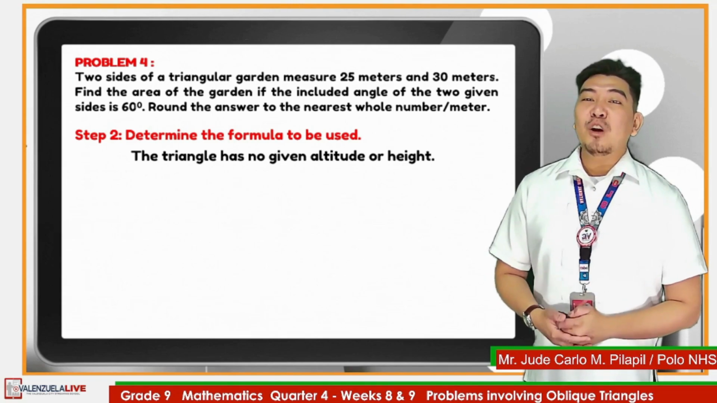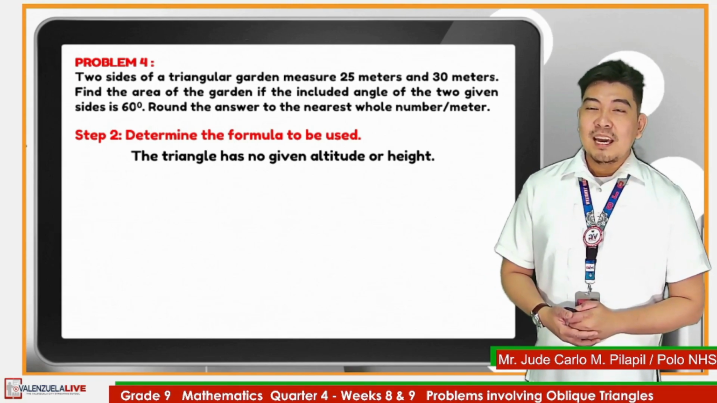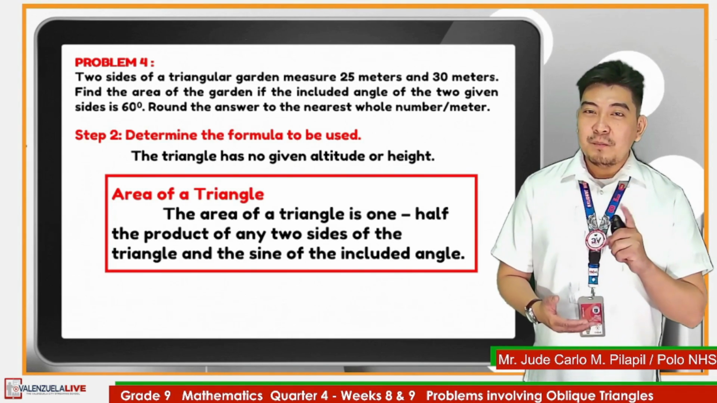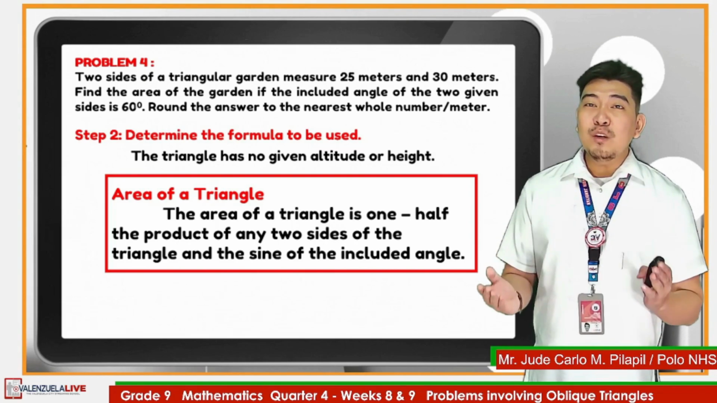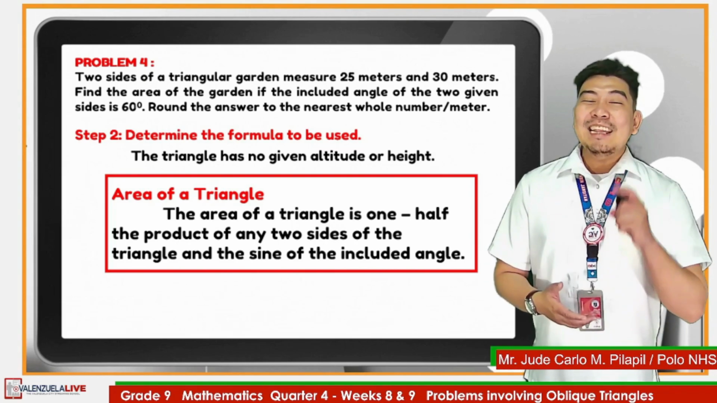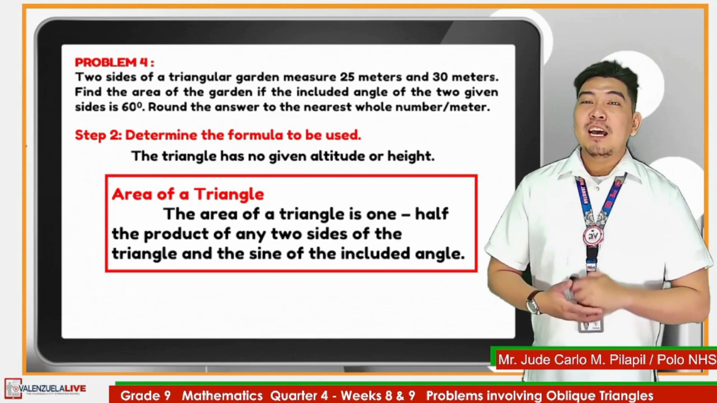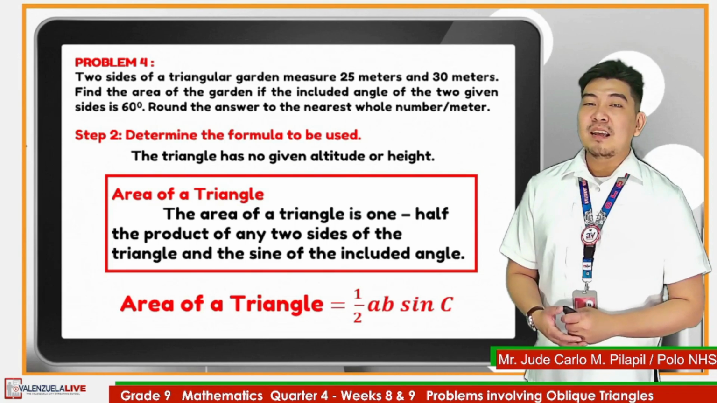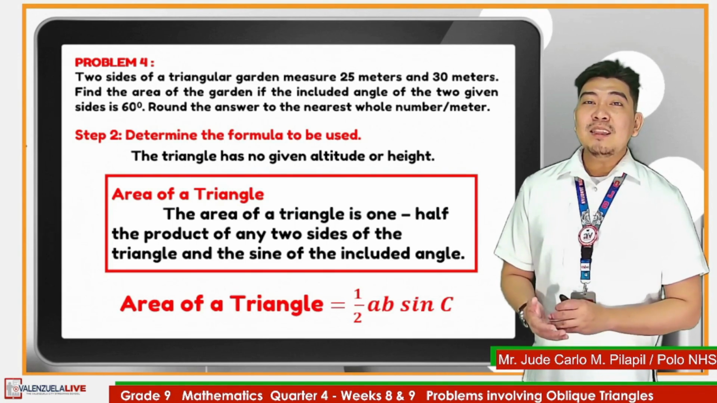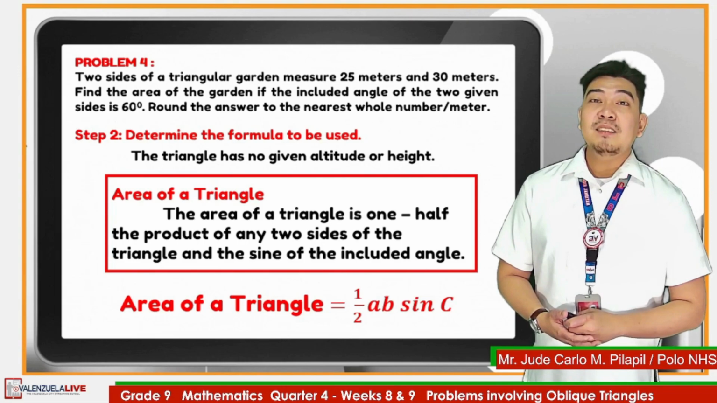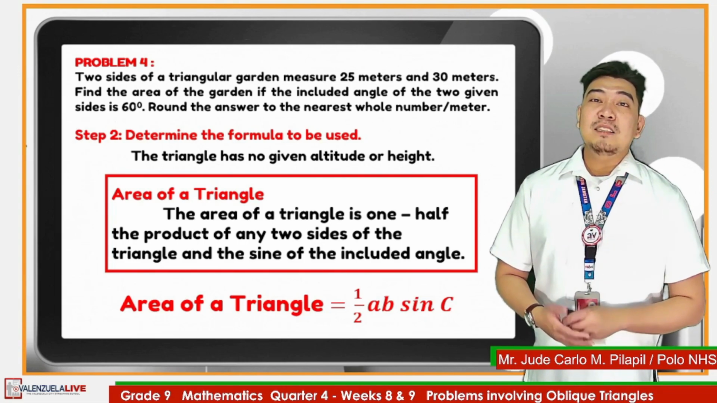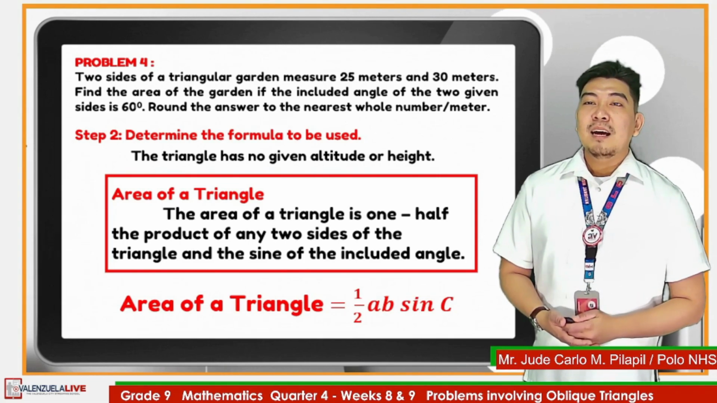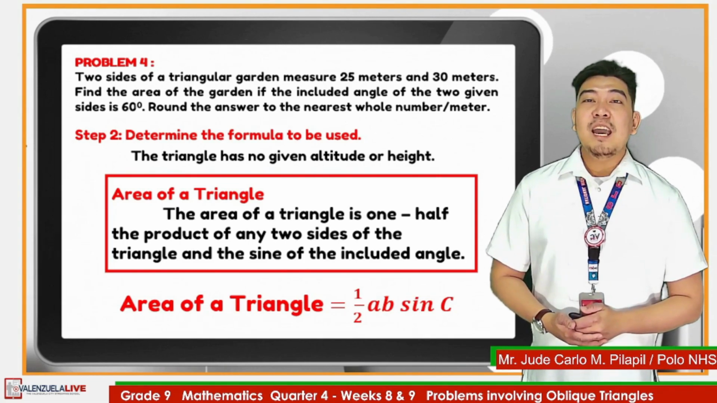There is another formula that we can use for this problem, and that is: the area of the triangle is 1/2 the product of any two given sides of the triangle and the sine of the included angle. It can be expressed as the area of the triangle is equal to 1/2 A times B times sine C, where A and B are the sides of the triangle and C is the included angle. At this point, let us solve for the area.